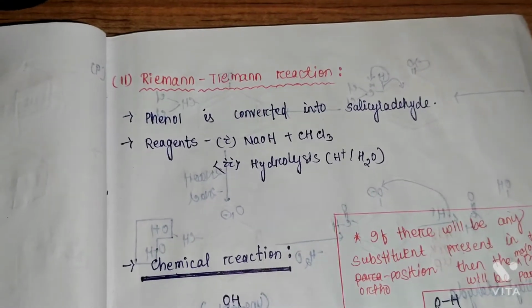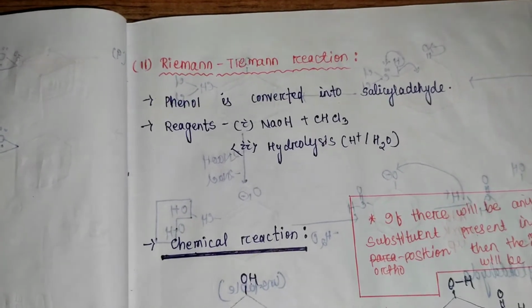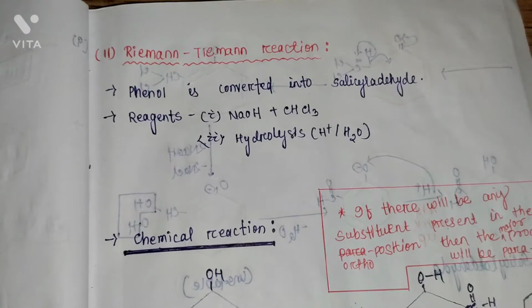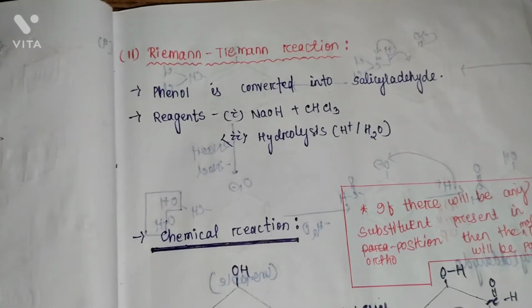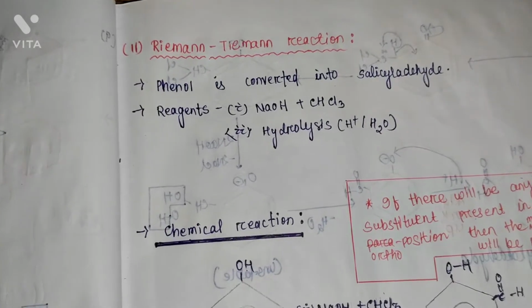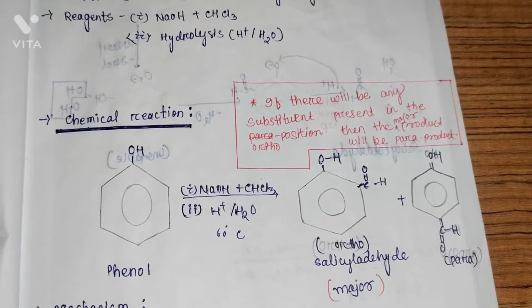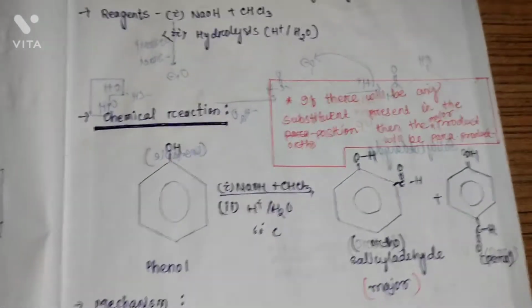In this reaction, what will happen? Phenol is converted into salicylaldehyde. The reagent used in this type of reaction is NaOH plus CHCl3 and then hydrolysis. Let us see the chemical reaction.